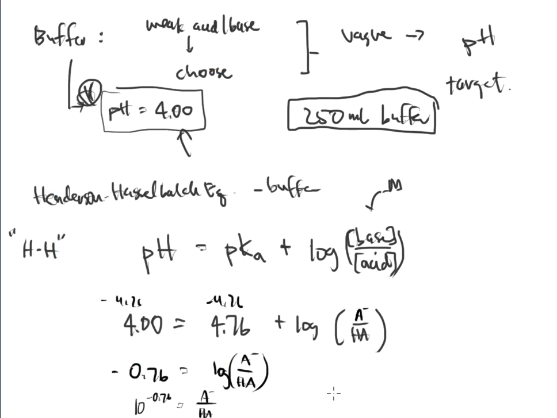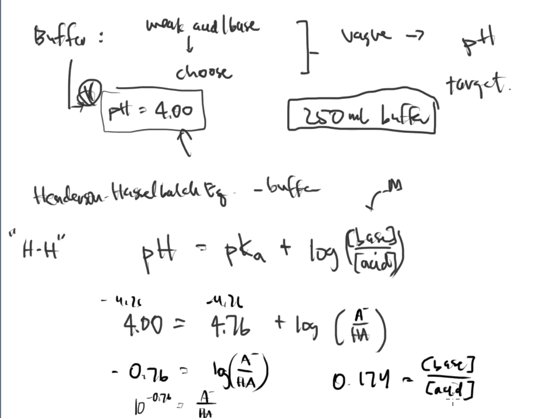So the ratio here is 0.174. And that's equal to the concentration of my base divided by the concentration of my acid. So this is a way that we can maybe figure out a ratio, how much of one to how much of the other, in order for this to work, okay?